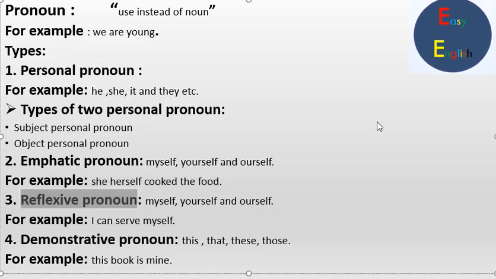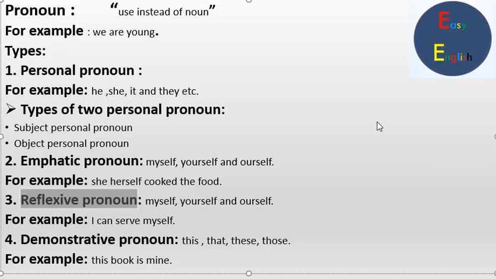And next one is reflexive pronoun. We can define reflexive pronoun as when the action done by the subject turns back upon the subject. We can also say that it reflects upon the subject. For example, I can serve myself. Here myself reflects upon the subject I. One more example is I hurt myself. Here myself reflects to the subject which is I. So we call it a reflexive pronoun.